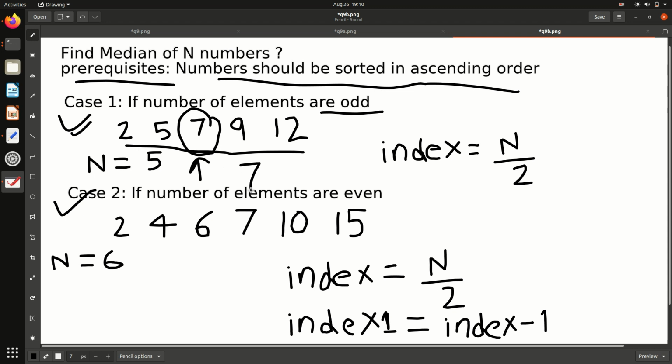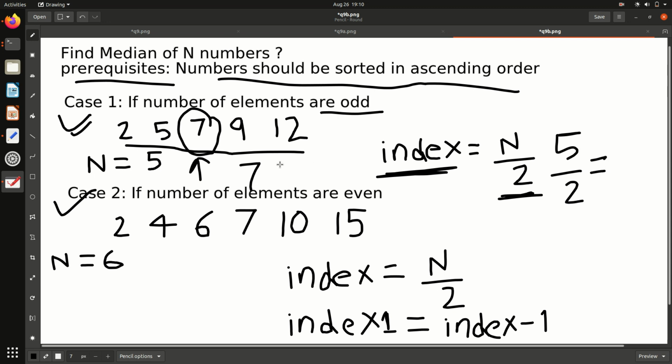Okay, but how will we find this number? With the help of code. To find the number, at first we want the index. To get the index, there is a direct formula, n by 2. The moment you do n by 2, which is 5 by 2 here for the odd number, you will get 2.5.